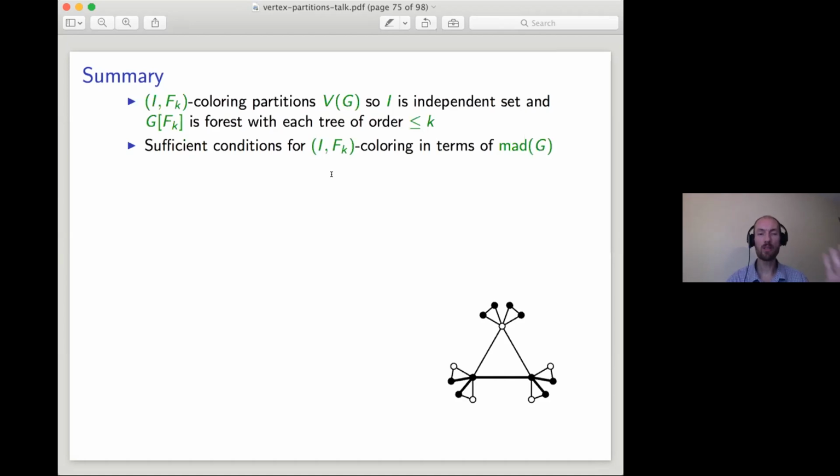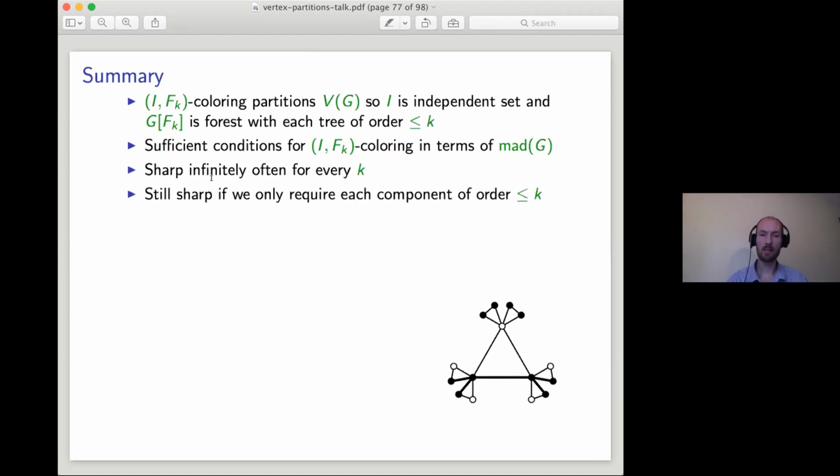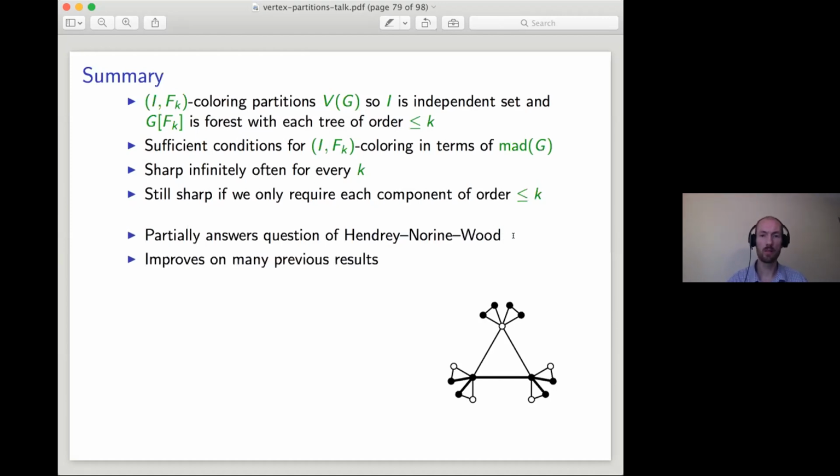The main theorem gives sufficient conditions for having one of these things in terms of the max average degree. And I showed you some sharpness examples. I showed you the case where there's 3 of those triangle chunks, but you can build as many triangle chunks as you want. So that's an infinite family of sharpness examples for every K. And I mentioned this in passing, even if we drop the requirement that F_K be acyclic, if you just say that each component has order K, the sharpness example still goes through. It didn't actually use the acyclic requirement. So this partially answers this question of Henry, Norton, and Wood, and improves on a bunch of previous results.